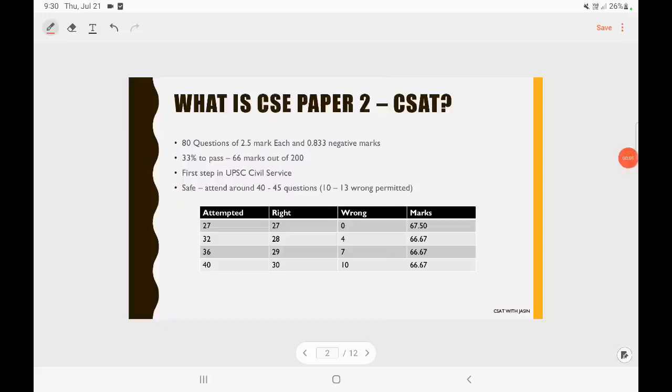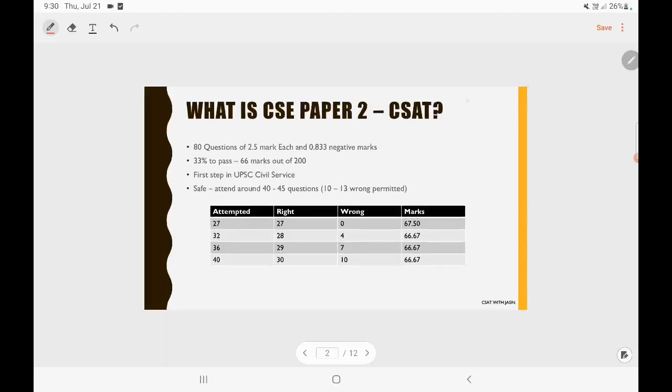So what is CSAT paper? Many of you watching this video will already be knowing what CSAT paper is, right? But for those who don't know what CSAT is and who are new to this UPSC, I will tell you what CSAT paper is. So UPSC prelims contains two papers. One is paper 1 and the other is paper 2.